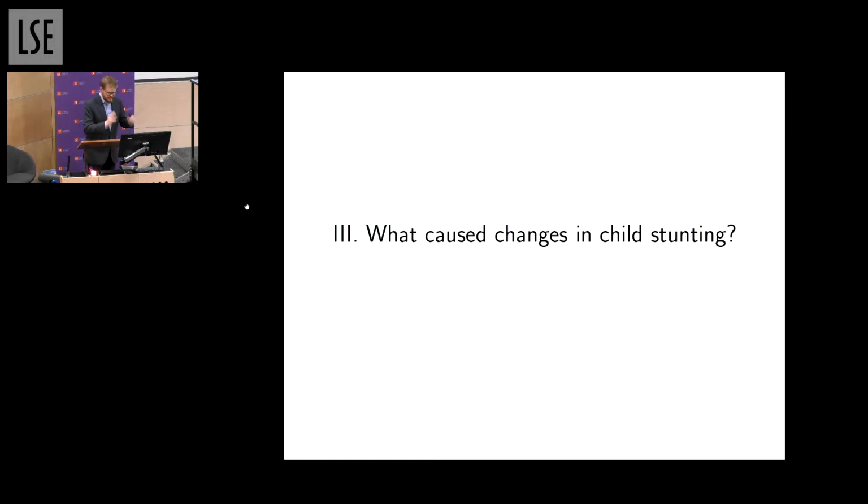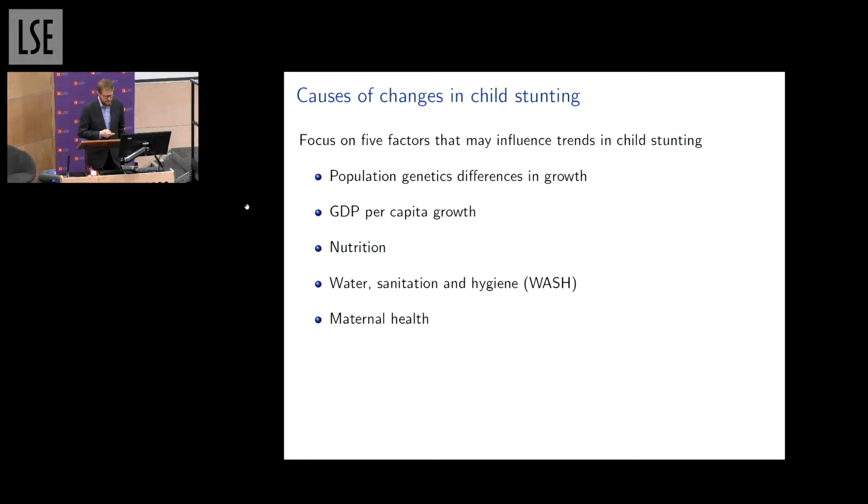All right, so that's the bit on how child stunting has changed. In this third section, I want to talk a little bit about what the causes of changes in child stunting are. And I want to focus on 5 factors. There are many more than 5. I'm happy to talk about others in the questions, but I think these are some of the most important. And they're also the things that I'm sure are in your brain and maybe you're already questioning about. Okay? So these are population differences in growth potential, in terms of genetic growth potential, GDP per capita growth, nutrition, water, sanitation, and hygiene, it's called WASH, and maternal health.